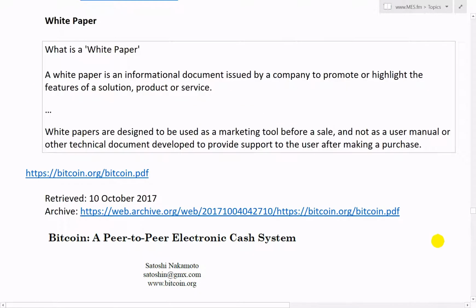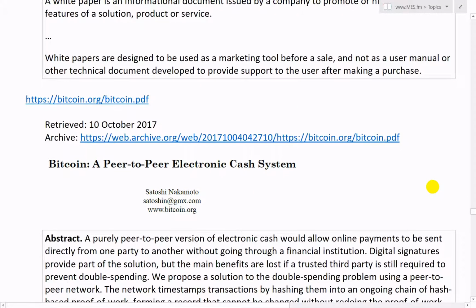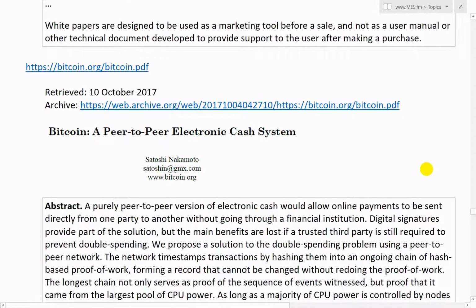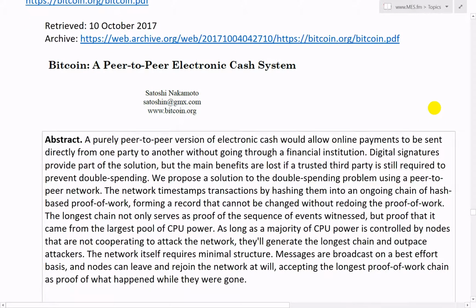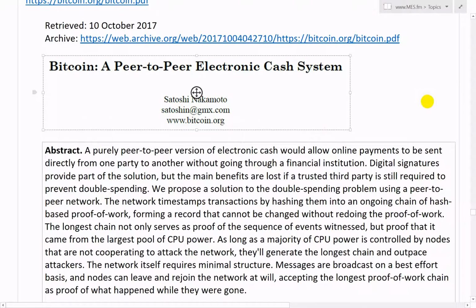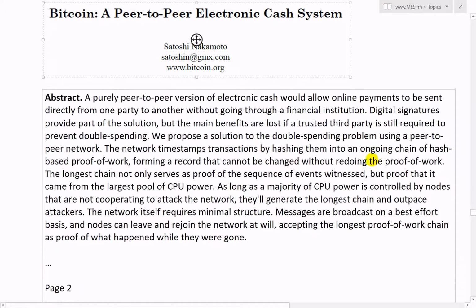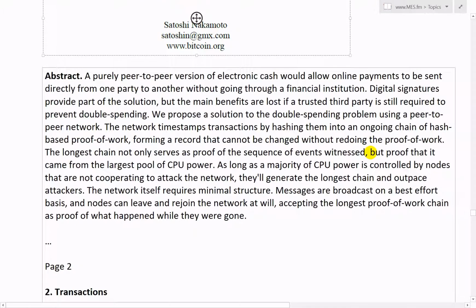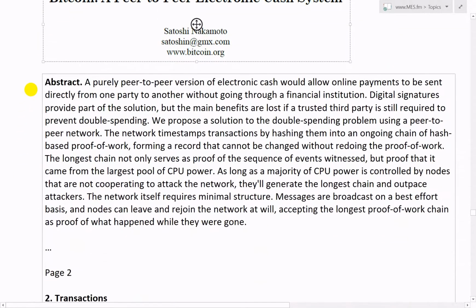So now let's look at the Bitcoin white paper here, bitcoin.org/bitcoin.pdf. Bitcoin, a peer-to-peer electronic cash system by Satoshi Nakamoto, or Satoshi N at gmx.com, but www.bitcoin.org. So, the abstract, a purely peer-to-peer version. I'm just going to go over some of the highlights of it. It's a very, very fascinating paper. I highly recommend everyone read it all.